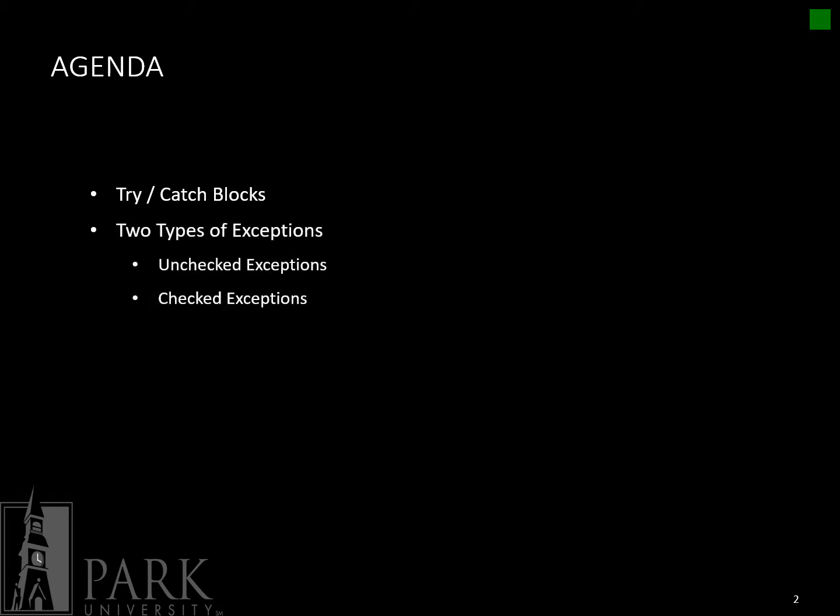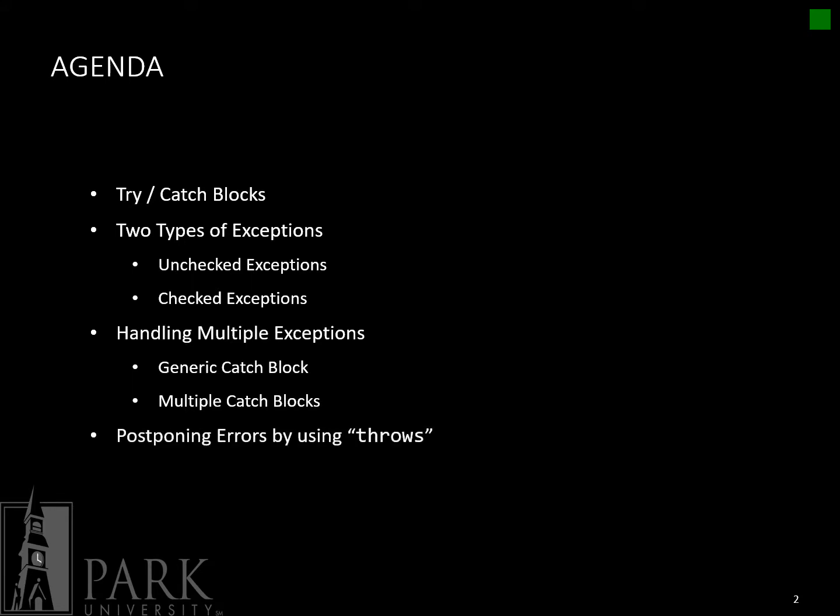Hello everybody. For this chapter we're going to be covering try-catch blocks and how to use them to make your code more robust. And we're going to talk about the two types of exceptions, unchecked and checked. And then we're also going to look at how to handle multiple exceptions, and postponing errors by using throws, and also automatic cleanup using try with resources. So let's get started.